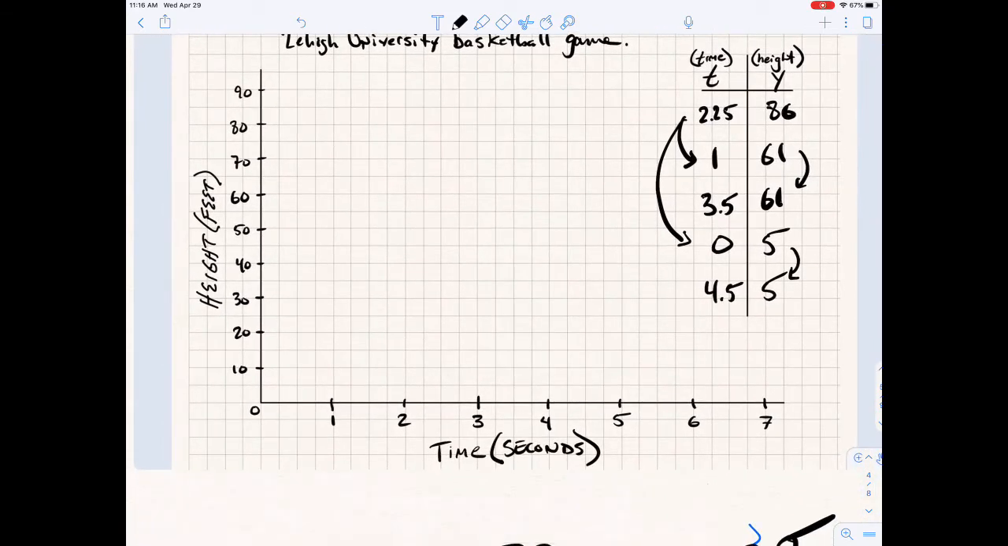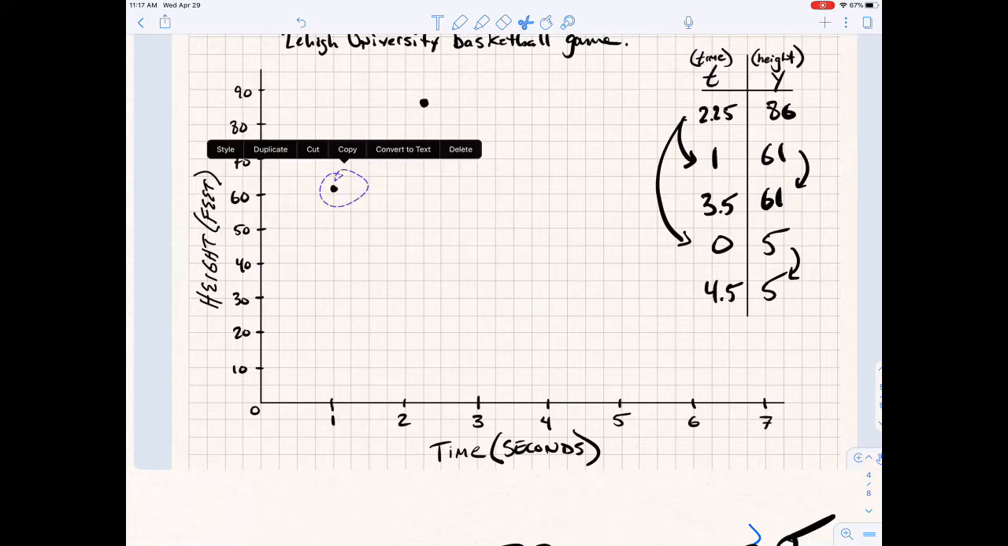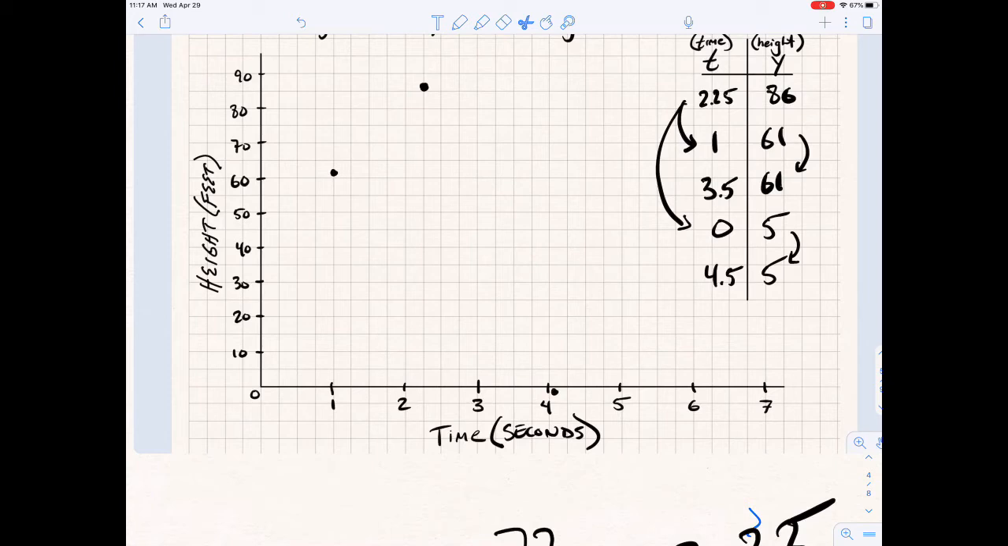2.25, and I like to do it this way. So 2.25 and 86 is about here. Let's see. Here's a new dot here. Doesn't always like to do this on the drawing. 1 and 61 is about here. And symmetric to that would be 3.5 and 61. So about right here. And for the sake of argument, here's my line of symmetry, and those dots look about opposite of one another, which is good.